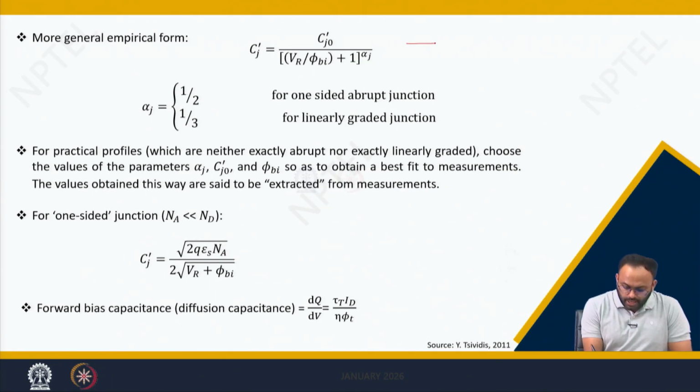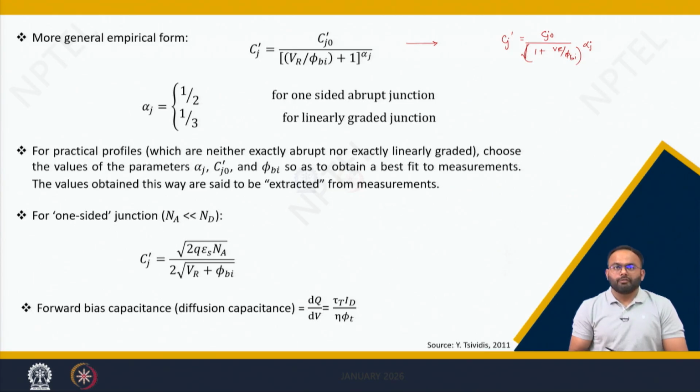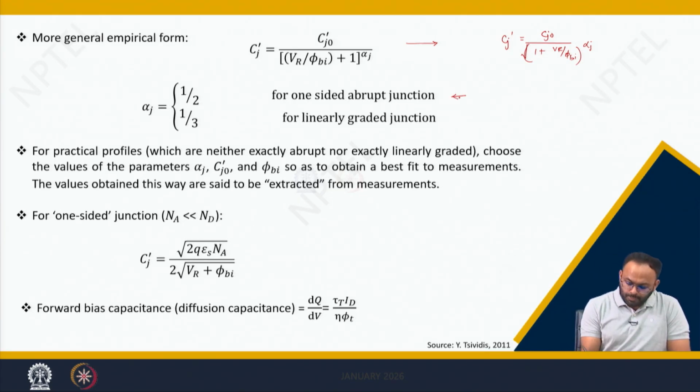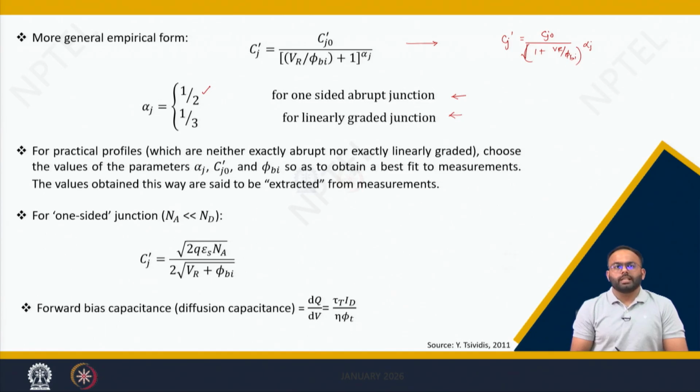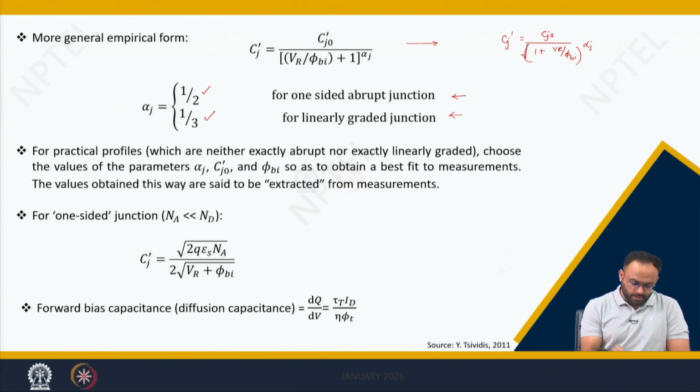In general, we can write this equation as Cj equals Cj0 divided by 1 plus Vr by phi bi, raised to the power alpha j, where alpha depends on what type of doping you are doing. If it is an abrupt doping, then we generally take 1 by 2. If it is a linearly graded junction, we will take 1 by 3.